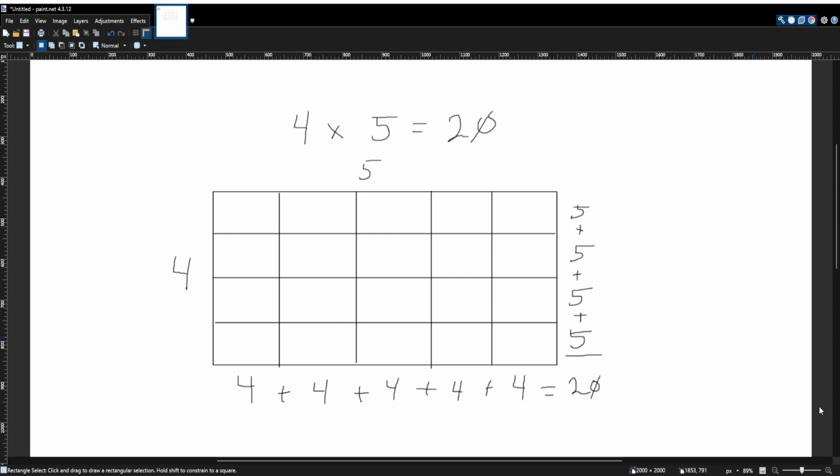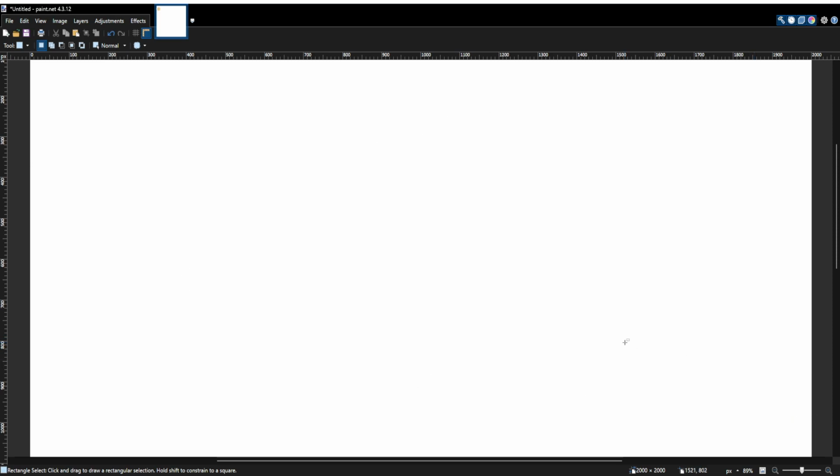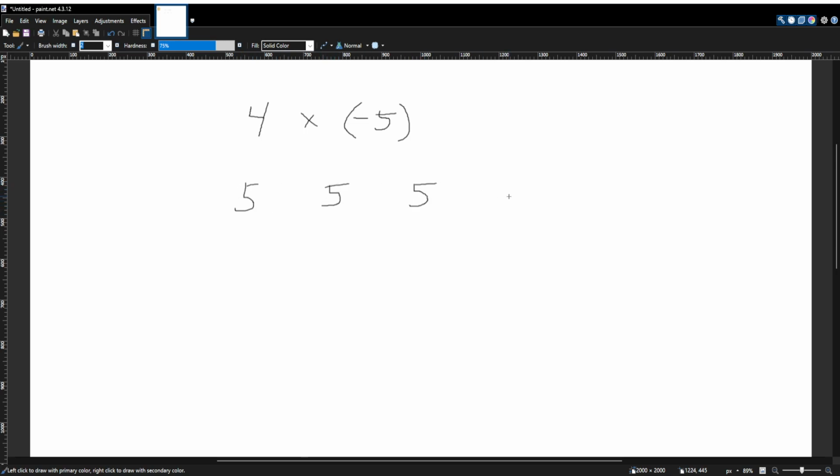So what does this mean in terms of negative values, right? If I wanted to take positive 4 and multiply it times negative 5, what am I going to get? Well, 4 times positive 5 was positive 5 added to itself 4 times. So if 4 times positive 5 is 5 plus 5 plus 5 plus 5, then 4 times negative 5 should be negative 5 plus negative 5 plus negative 5 plus negative 5. And we just do that 4 times.